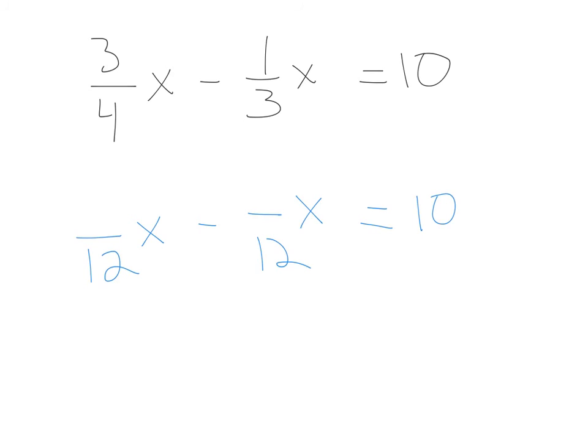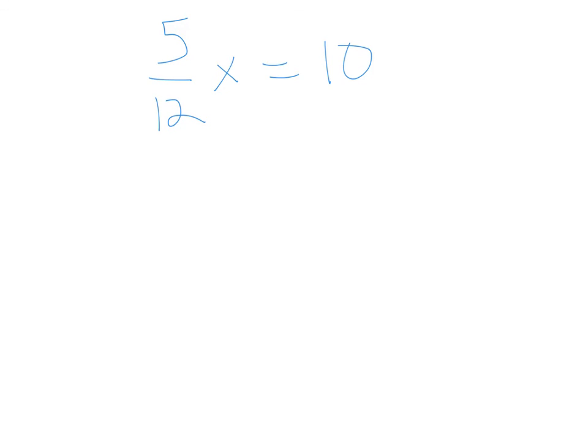3/4 becomes, well, we multiplied by 3 to get to 12, so we have to multiply 3 by 3 too, so that's 9/12. We multiplied 3 by 4 to get to 12, so we multiply 1 by 4, and that becomes 4/12. Now we have 9/12 minus 4/12 x. The x just stays with them as we do the subtraction, and we have 5/12 x equals 10.